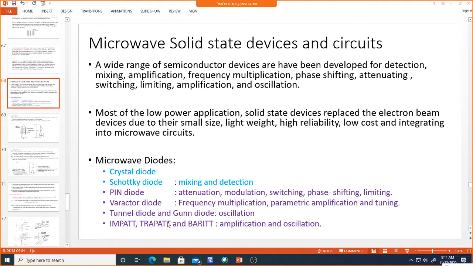And also the tunnel diode and Gunn diode, these are generally used for oscillation purposes. By using this oscillation, they will produce different modes. By using that particular mode, you can send the microwave signal at particular power values. Okay, and these diodes will be used for both amplification as well as oscillation purposes. Now we'll see one by one what these diodes are and how they are constructed and all.